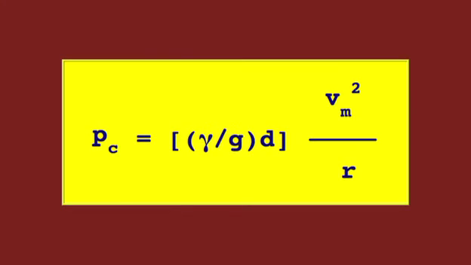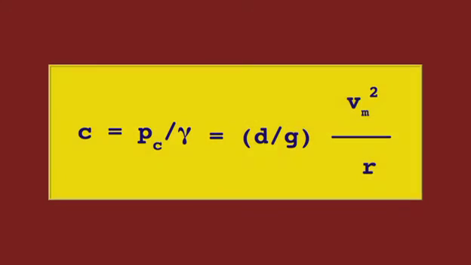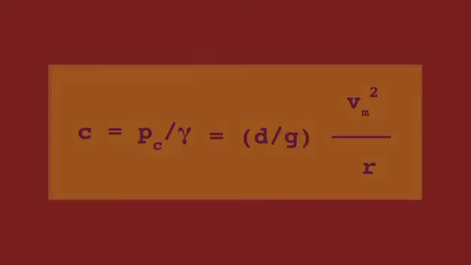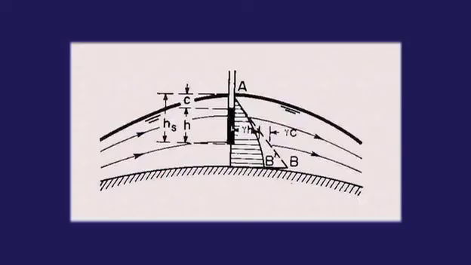The centrifugal pressure is the mass per unit of area times the centrifugal acceleration, in which r is the radius of curvature of streamlines. The pressure rise C is as follows. The rise is positive for concave flow and negative for convex flow.